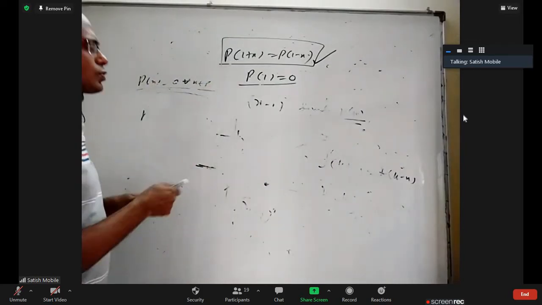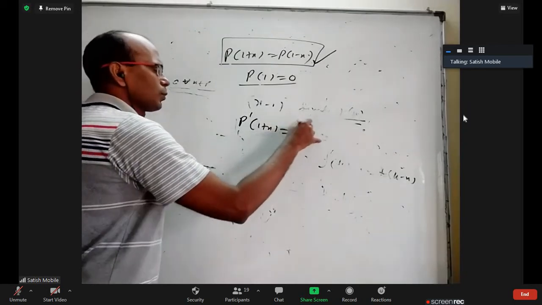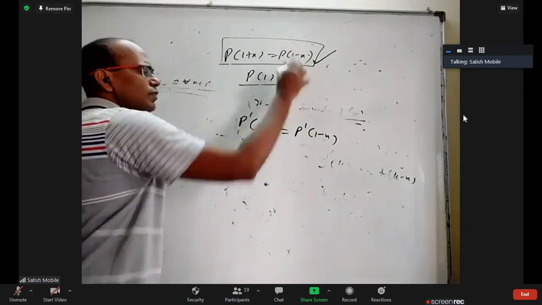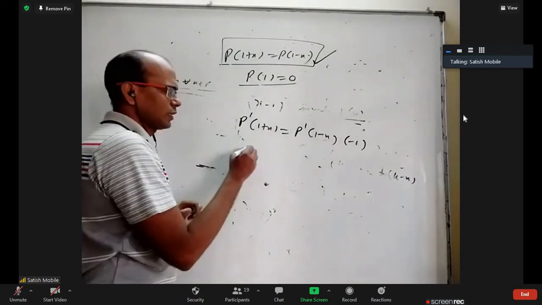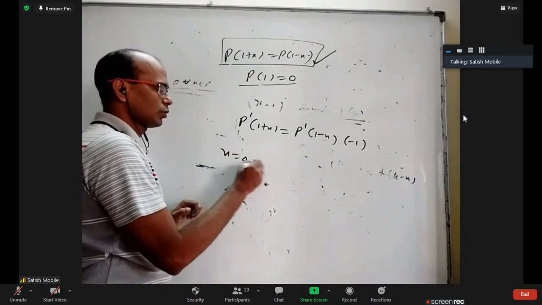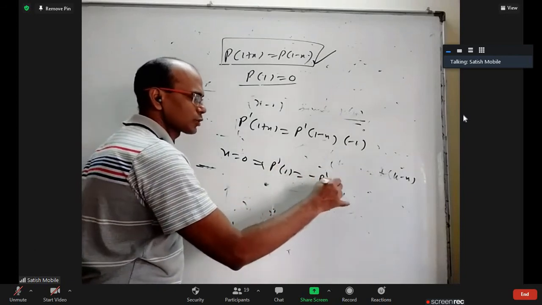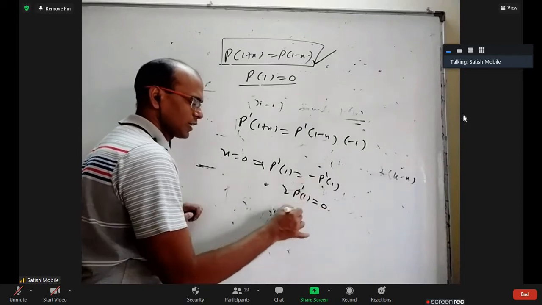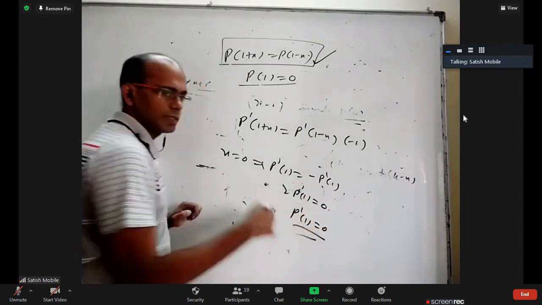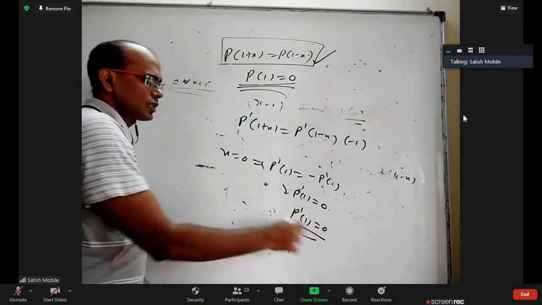Differentiate this, what will come? P dash of 1 plus x is equal to p dash of 1 minus x into the derivative of 1 minus x, which is minus 1. When you bring this side and put x equal to 0 now, you will get p dash 1 equal to minus p dash 1. 2 p dash 1 is 0. So p dash 1 equal to 0. That means at 1 the derivative is 0. Not only at 1 is the polynomial 0, its derivative is also 0.